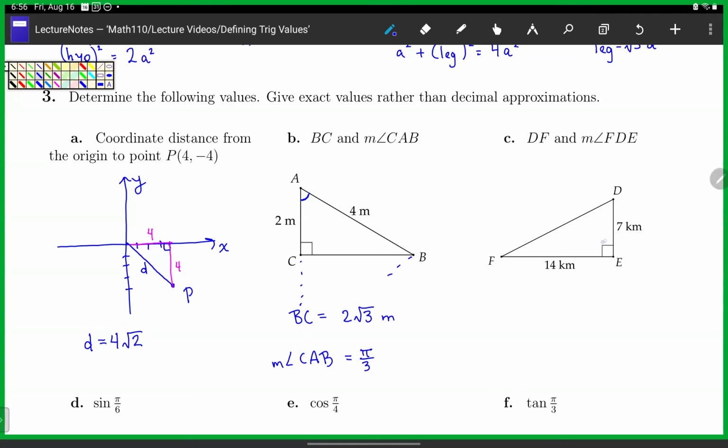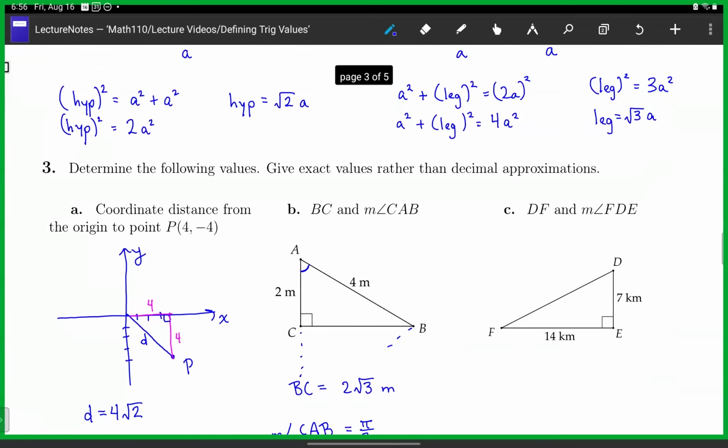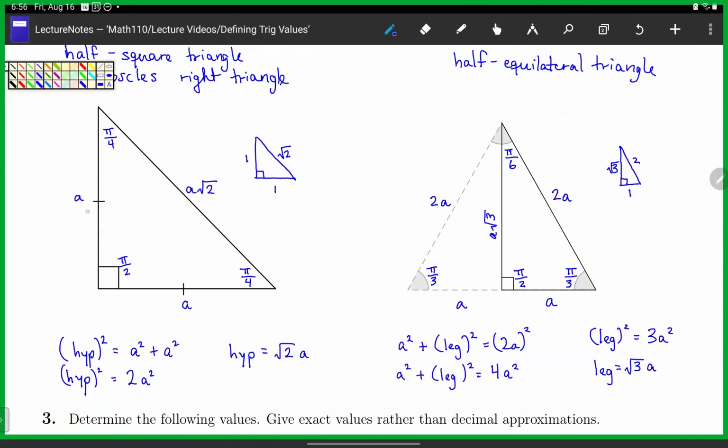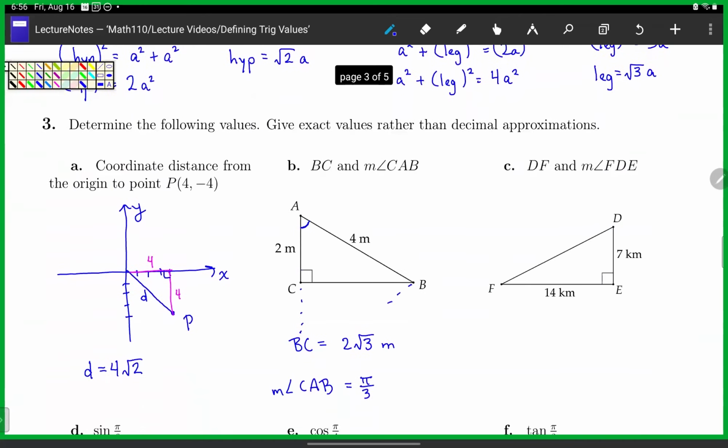This one, we have a right triangle where one of the legs is twice the length of the other leg. Now, that is not one of our special right triangles. We have the one where the two legs are equal, and then the one where the hypotenuse is twice the length of one of the legs, but not where one of the legs is twice the length of the other leg. And so for this, we're stuck and we need to use other means. So for example, to find FD or DF, we need to actually use the Pythagorean theorem.